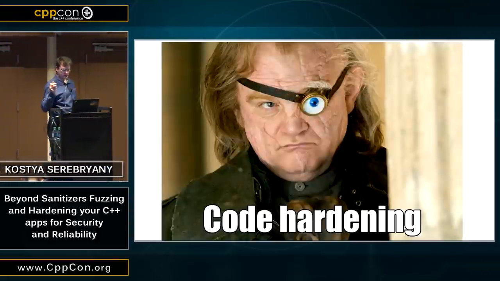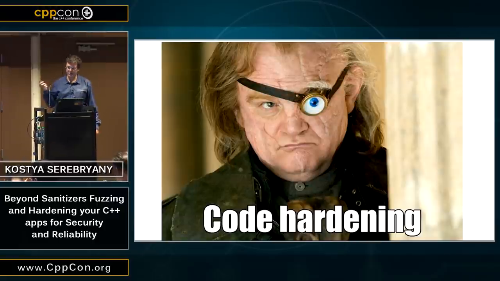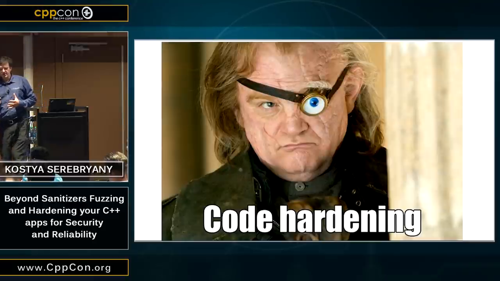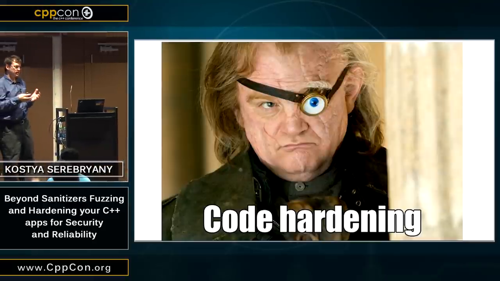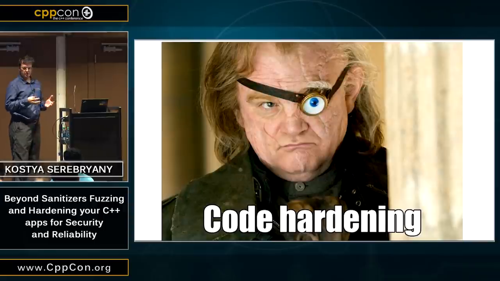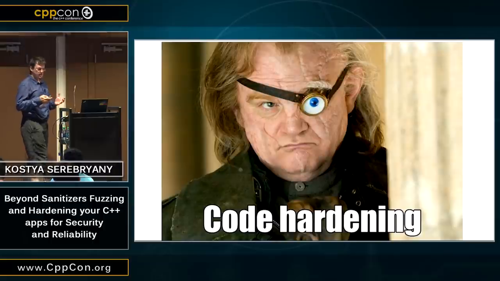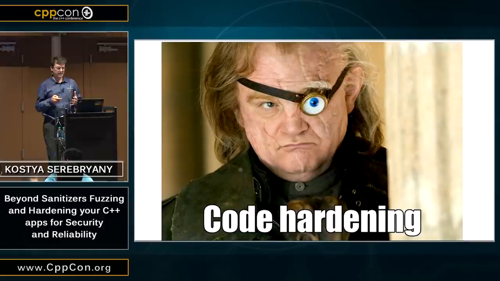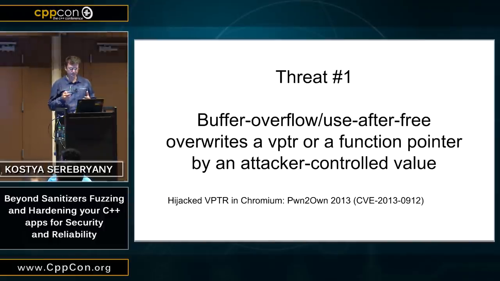So let's go back to my second part, which is called hardening. As I've explained previously, no currently known methods of testing your software, including sanitizers and fuzzing, are proof of correctness. So there is always a chance that you have a bug in your software that you don't know about, which is worse. Sometimes you don't know about the bug, but the bad guys do. And you want to protect your application from those bugs unknown to you but known to the bad guys.